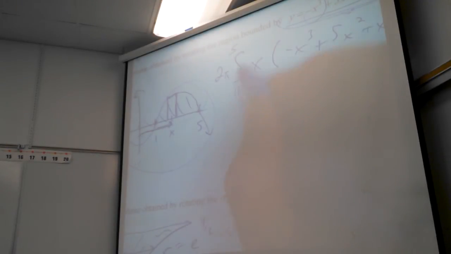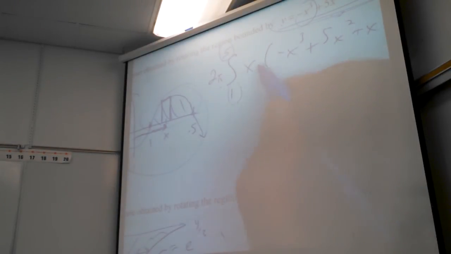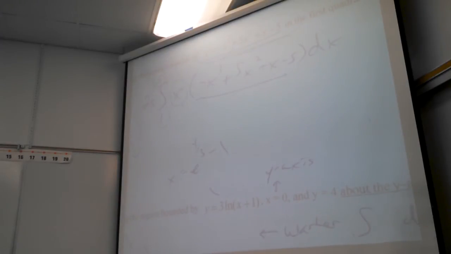So I'm going from 1 to 5. You have to find those roots so I know what the limits are going to be. 2 pi, and then here's my radius, and then my height is just going to be the function because it's hugging the axis, so there's no minus or plus anything. So that's what the interval is, and that actually should be easy. Just distribute the x, polynomial, easy.